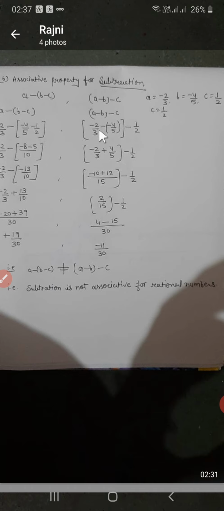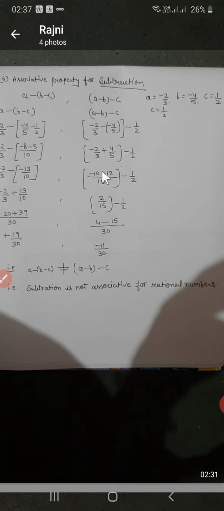Put the values for a, b and c. Here 5 and 3, LCM will be 15. Here minus minus, you keep plus sign. 3 5s are 15, so 5 2s are 10 here. Similarly 5 3s are 15, 4 3s are 12, here you will get 12.